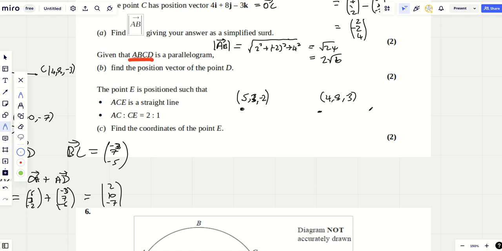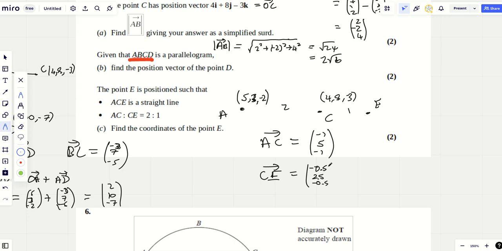And we know that AC to CE, let's label this diagram, is 2 to 1, yeah? So that's 1, that's 2. So let's just find the vector AC first. It is drop 1, increase by 5, drop 1. And so therefore CE is going to be half of that. So minus 0.5, 2.5, minus 0.5. And so OE, very similar to last time, is just going to be OC plus CE.